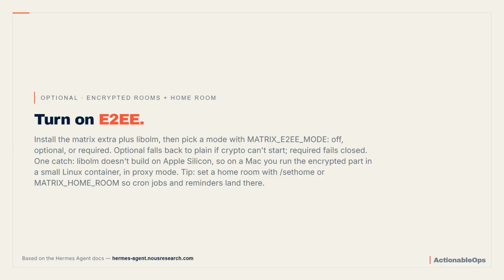Want encryption? Hermes speaks Matrix end-to-end encryption. Install the Matrix extra and the libolm library, then pick a mode with MATRIX_E2EE_MODE: off, optional, or required. Optional falls back to plain if crypto can't start. Required fails closed. It handles keys on its own.